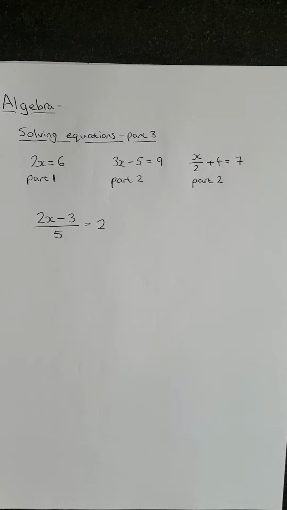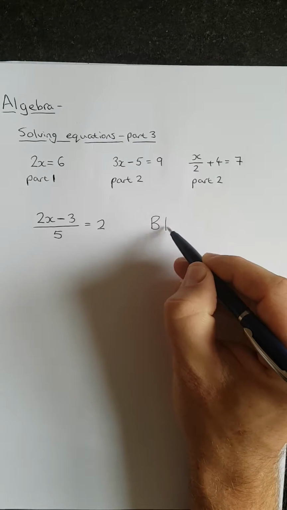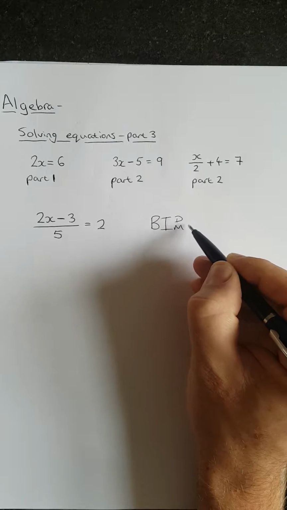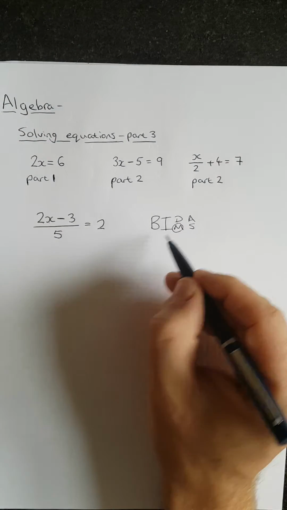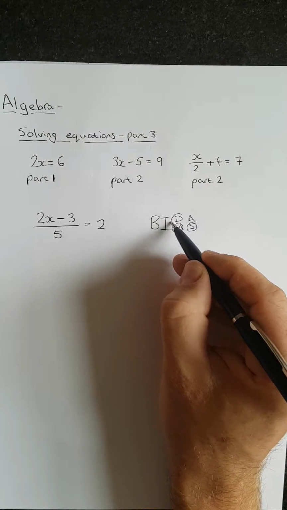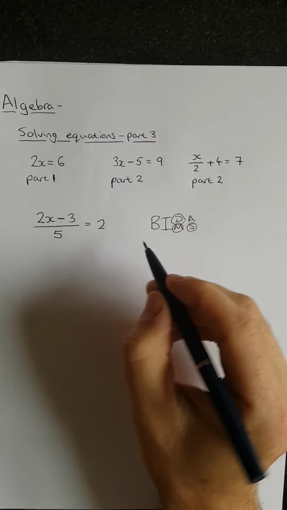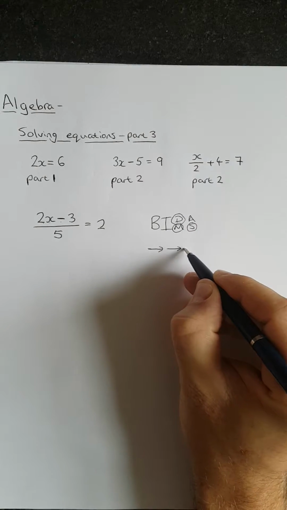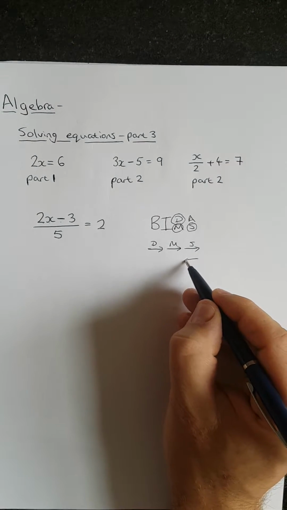Okay, how many operations do you see? Well, let's write BIDMAS down and start to count them through. There's multiplied by 2, there's a subtraction, and there's a divide. Now, if we follow the order of BIDMAS, then it will be divide, multiply, and subtract. And we will then reverse those processes.